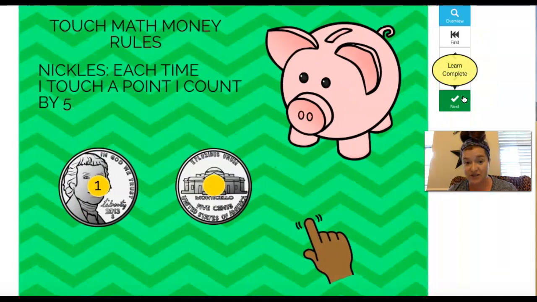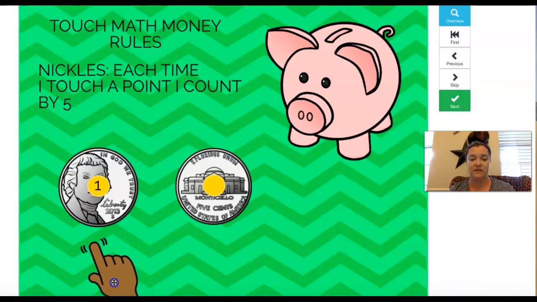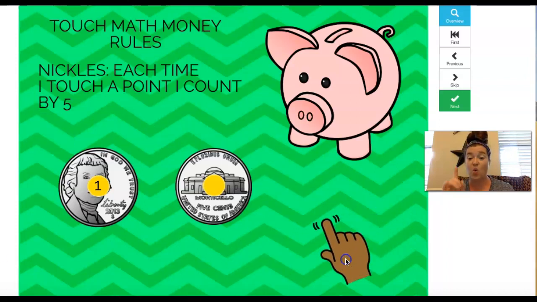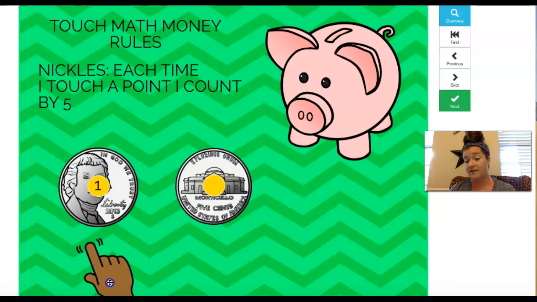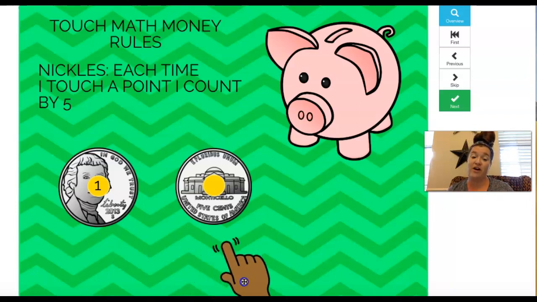Now these are nickels. And nickels are worth 5 cents, or 5 pennies if we want to make it equivalent. And this is the front of the nickel. This is the back of the nickel. And this altogether is just 1 nickel, because just like a penny, there's 2 different sides to a nickel. This is what you would call heads, and this is what you would call tails.